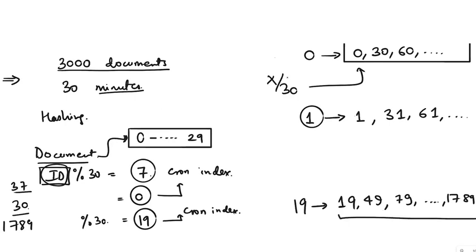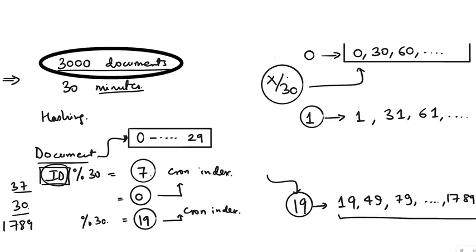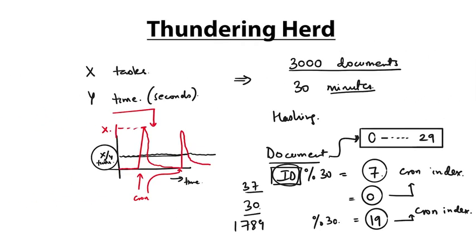So roughly what we have done is we have taken our documents and broken them into 30 pieces. Each piece is being picked up by one cron job. Each cron job is running every 30 minutes. So instead of running one big cron job, we are running 30 small cron jobs. That's how we can avoid this thundering herd.